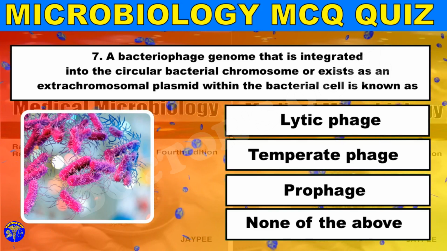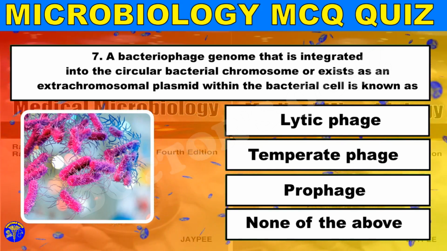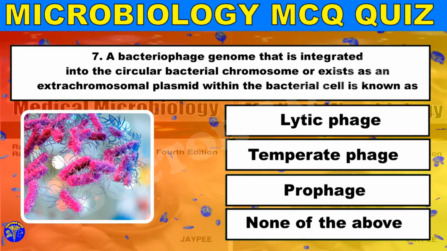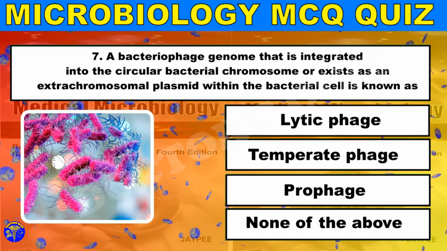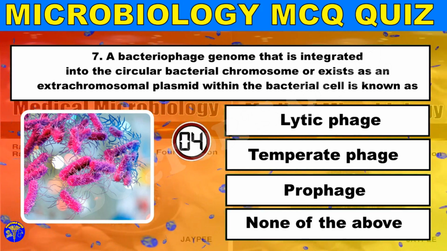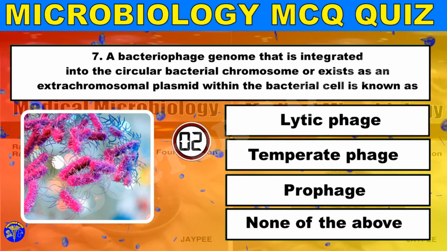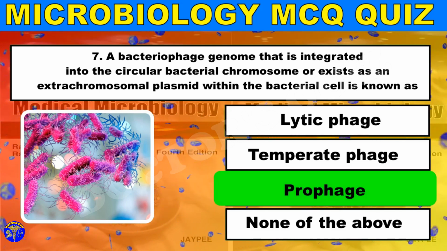The next question is, a bacteriophage genome that is integrated into the circular bacterial chromosome or exists as an extrachromosomal plasmid within the bacterial cell is known as? The options are lytic phage, temperate phage, prophage, and none of the above. The right answer is prophage.